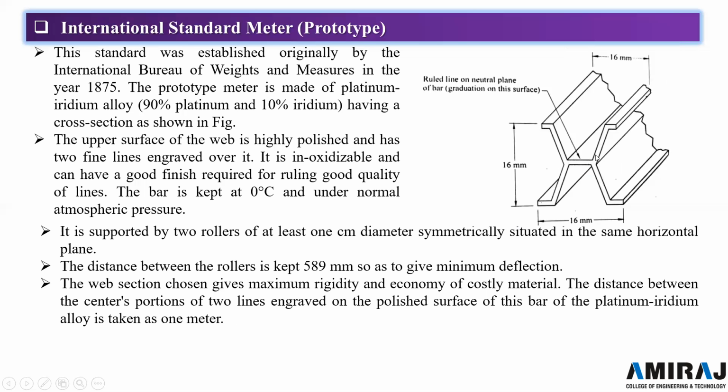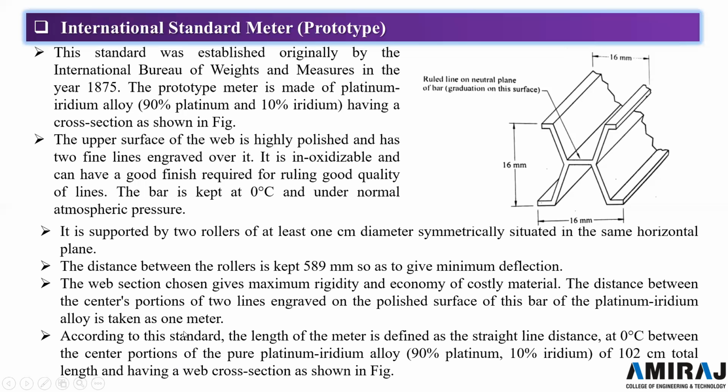These are the two lines engraved on the polished surface of the bar, and the distance between them is taken as 1 meter. According to this standard, the length of the meter is defined as the straight line distance at 0 degree centigrade between the center portions of pure platinum iridium alloy, which means 90% platinum and 10% iridium, of 102 centimeter total length, and having a web cross section as you can see in the figure. So this is about the international standard meter.